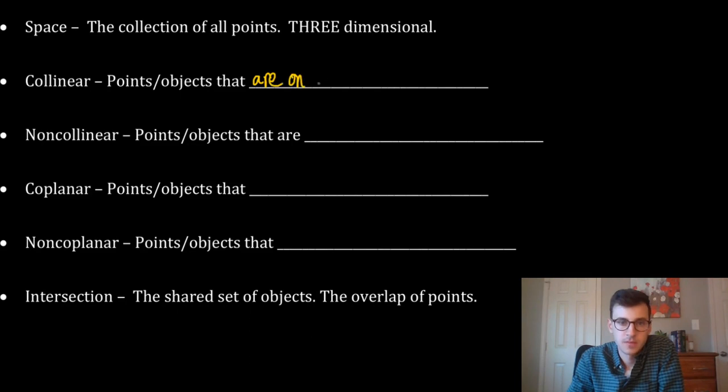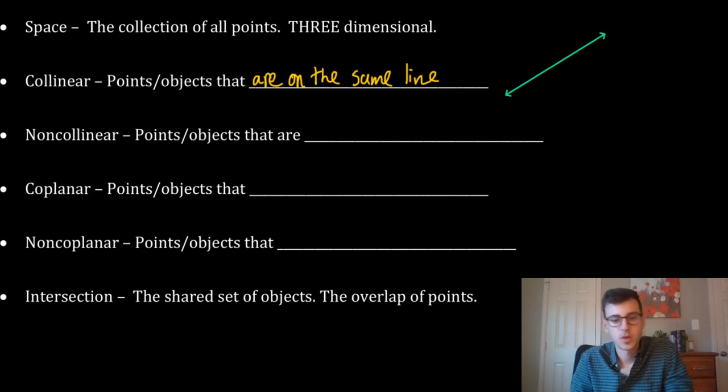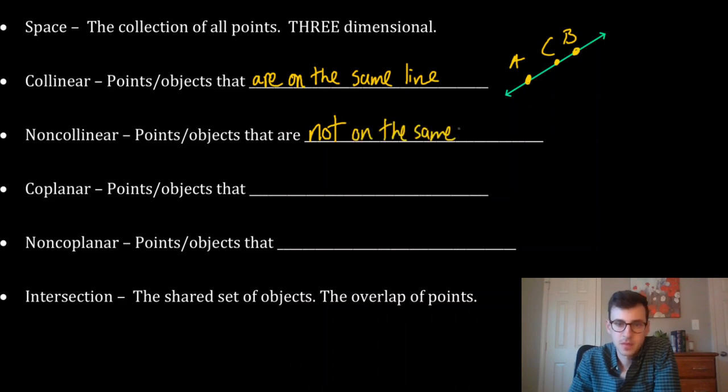Okay, the phrase or the word collinear are points or objects that are on the same line. So, right, like we would say points A and B. Maybe we could even have point C. Points A, C, and B are all collinear. They're on the same line. Okay, non-collinear are points or objects that are not on the same line.